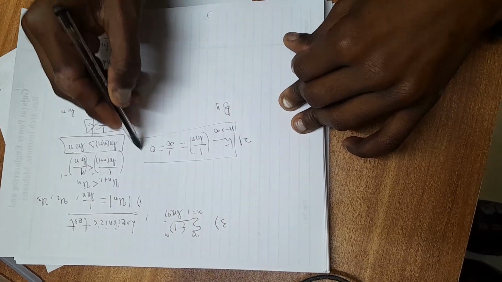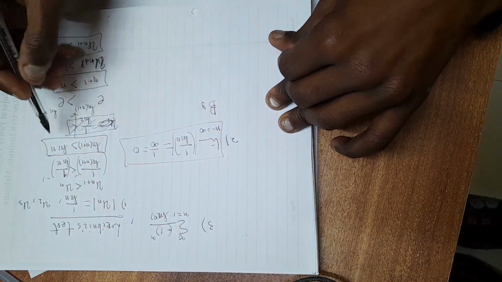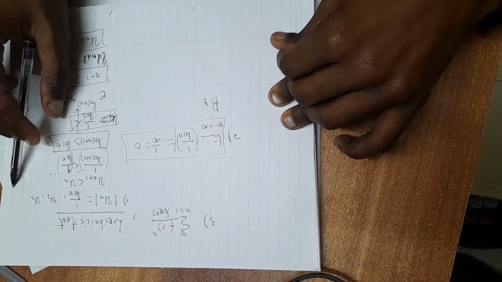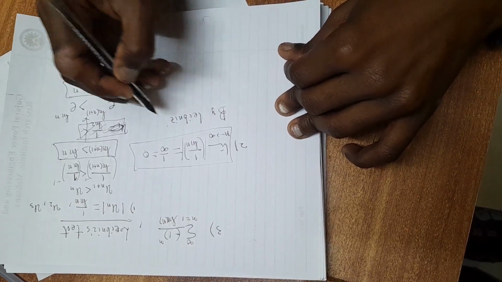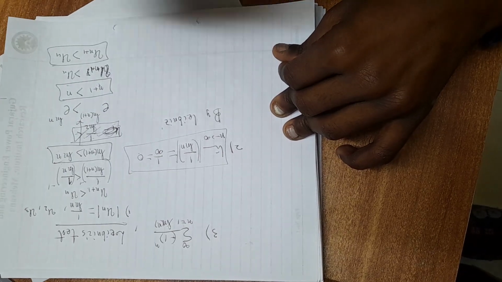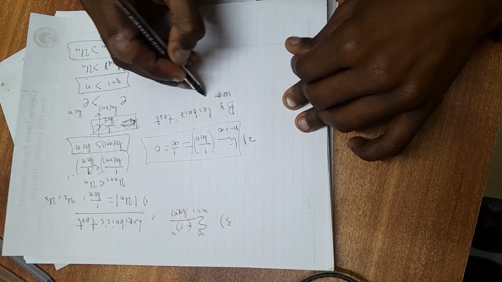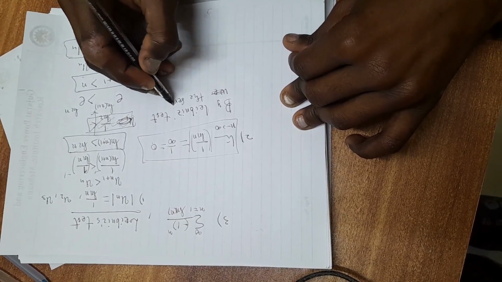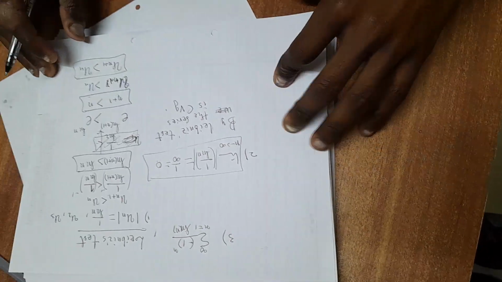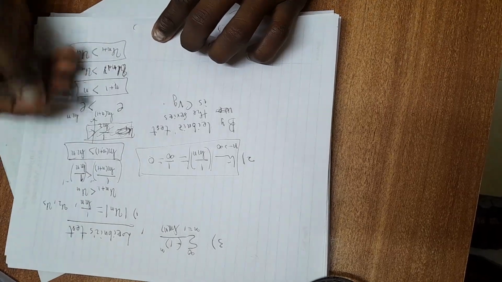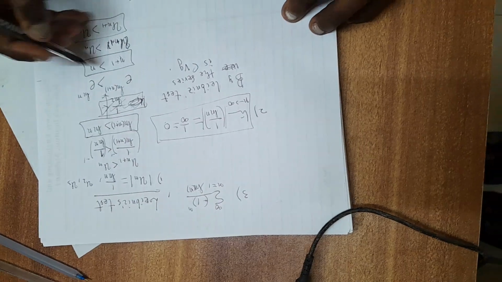The limit of the absolute value of un is 0, and the function is decreasing. So by Leibniz test, we can say that this series is convergent.